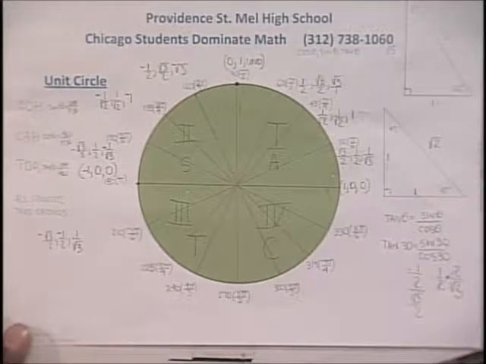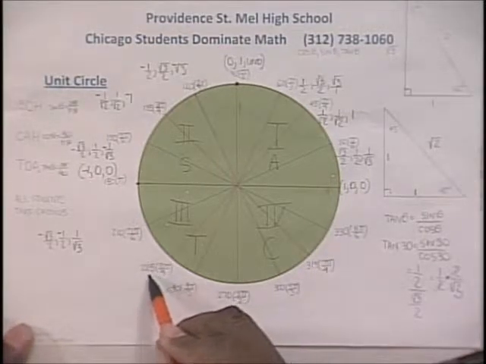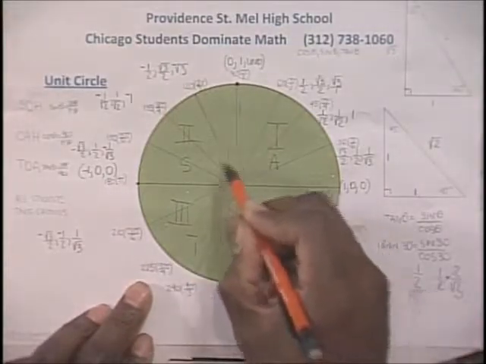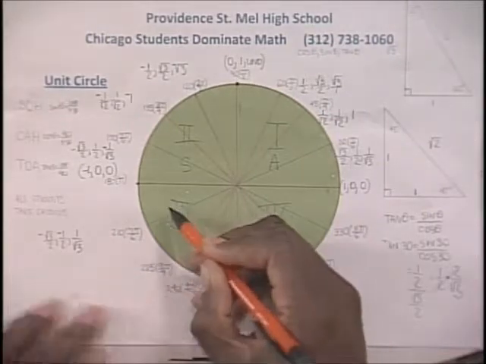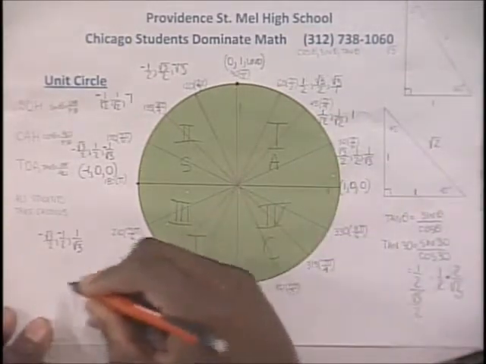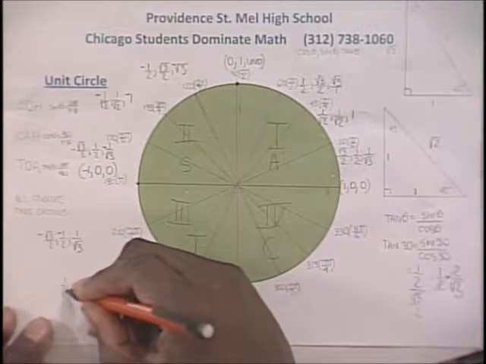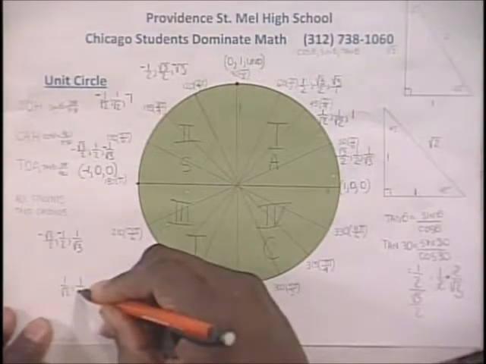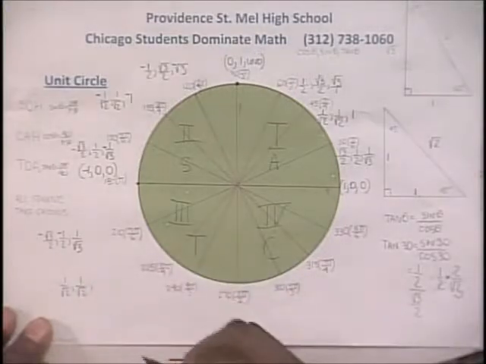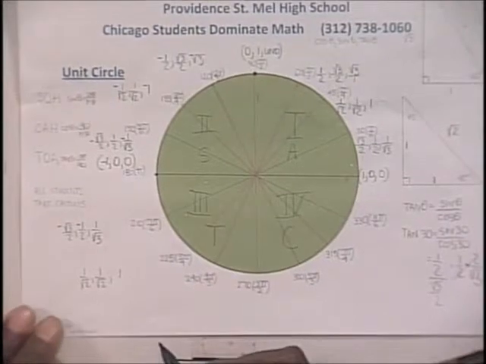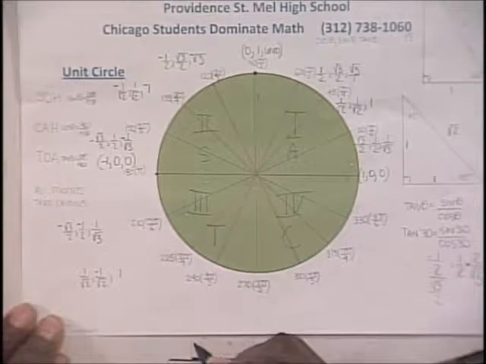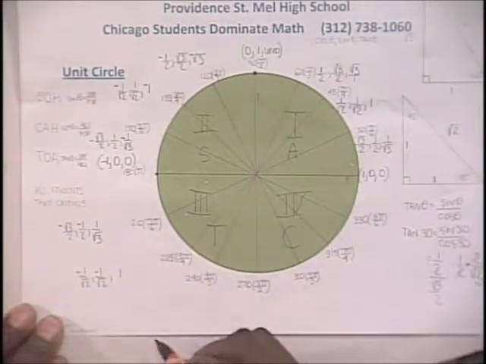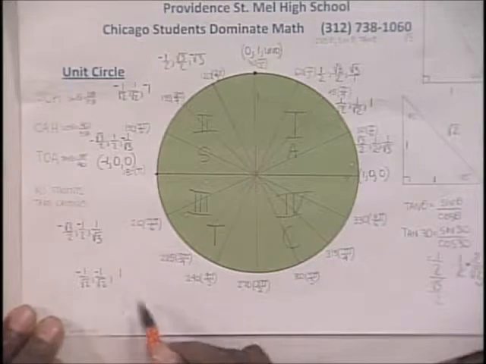All right, so let's keep going. Here we've got 225. The reference angle is 45, the acute angle from the x-axis. We've already determined that the cosine of 45 is 1 over radical 2. The sine of 45 is also 1 over radical 2. And the tangent of 45 is 1. So tangent is positive, but the sine of 225 is negative, and the cosine of 225 is also negative.